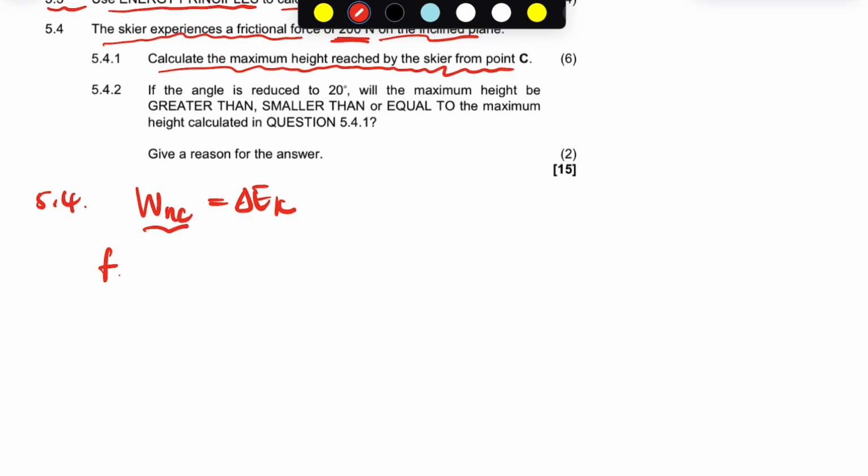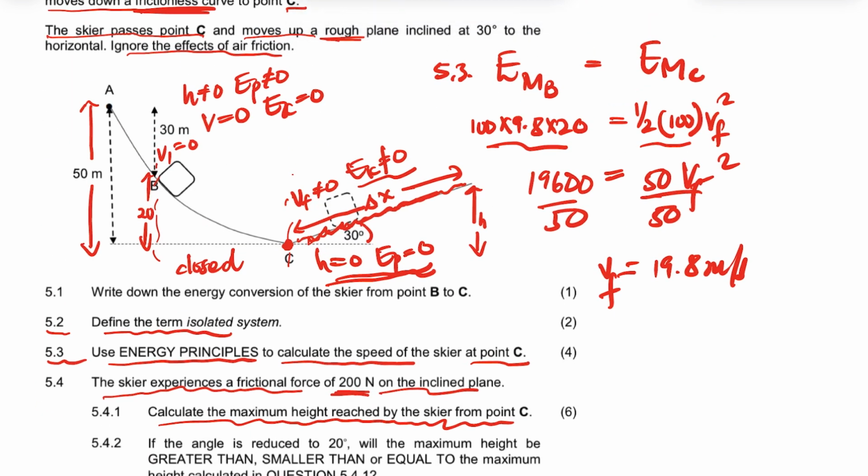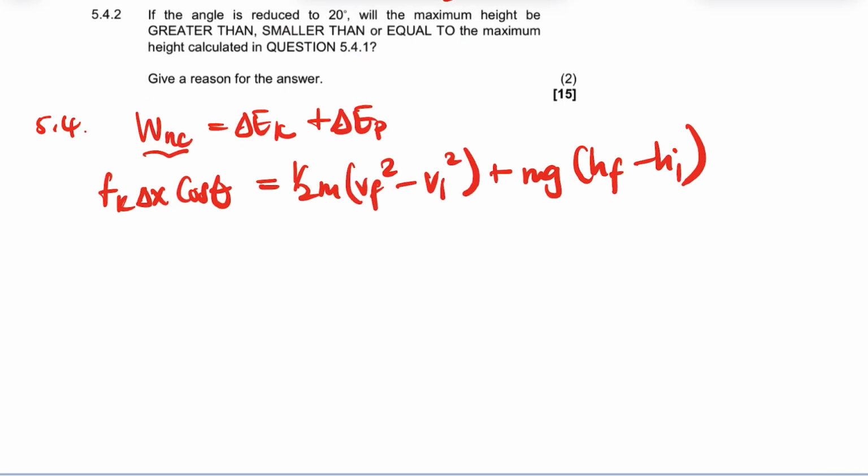Work done by frictional force is Fk, change in x, cos theta, is equal to the change in E, I forgot here, the change in E. So it's going to be half mv squared minus half mv initial squared plus mgh final minus mgh initial. Right, so this is the work done by non-conservative force. The forces acting here are the Fg parallel and the frictional force. Of the two, the non-conservative one is the frictional force. So I've done the work done by non-conservative force, and this is this and this is that.